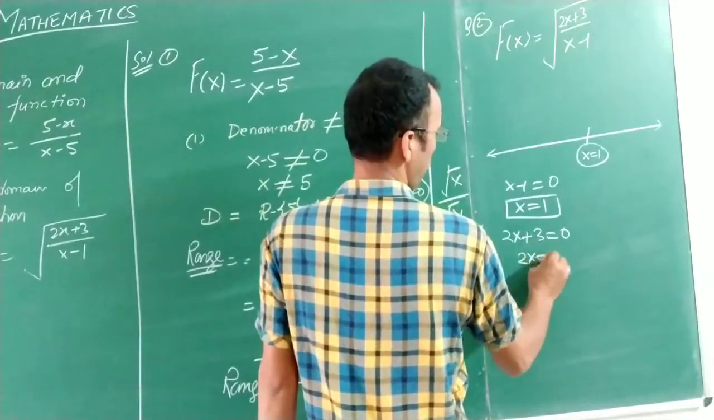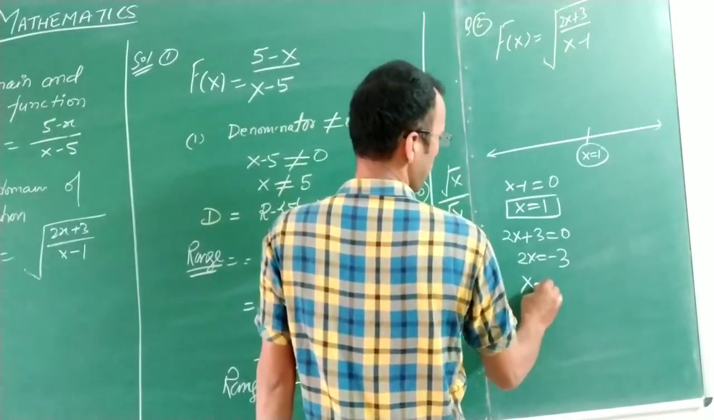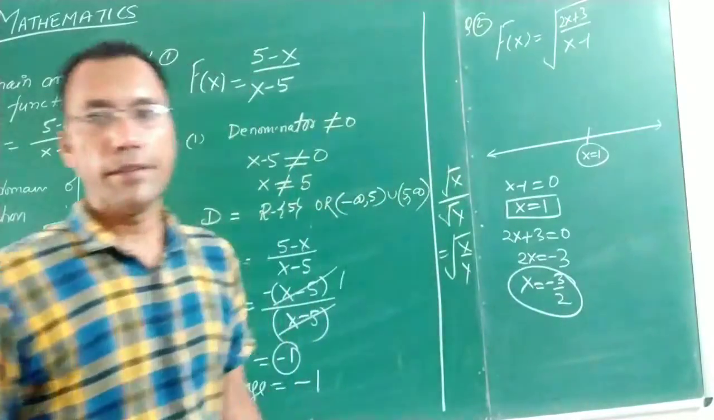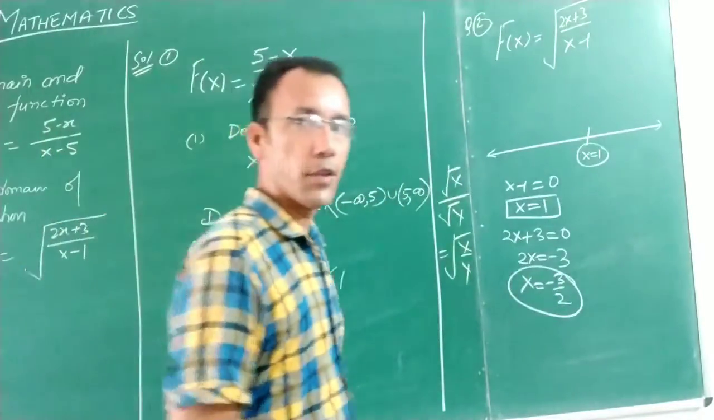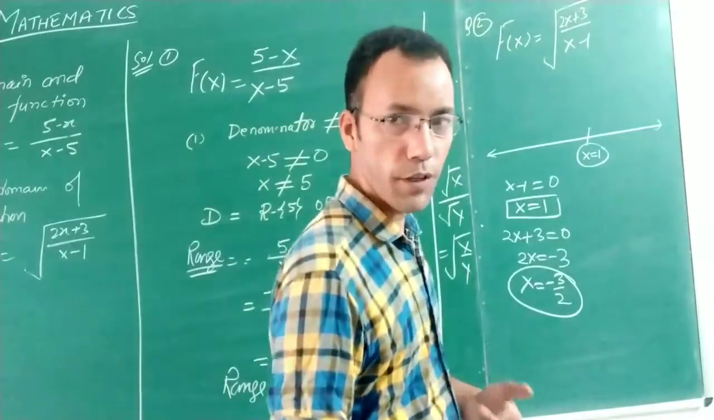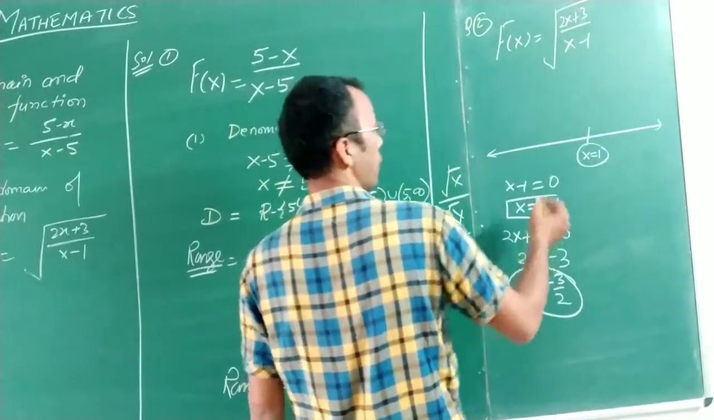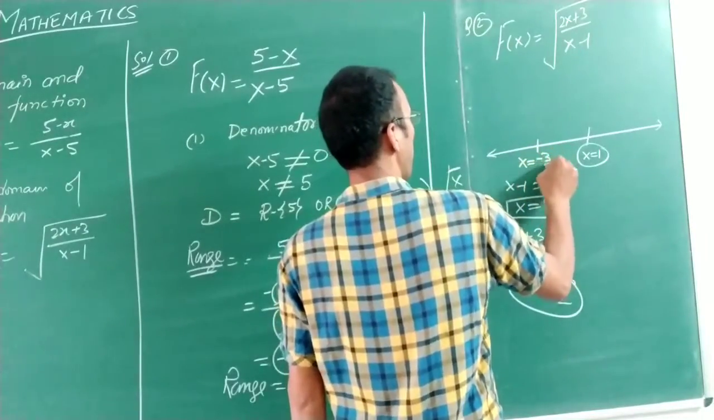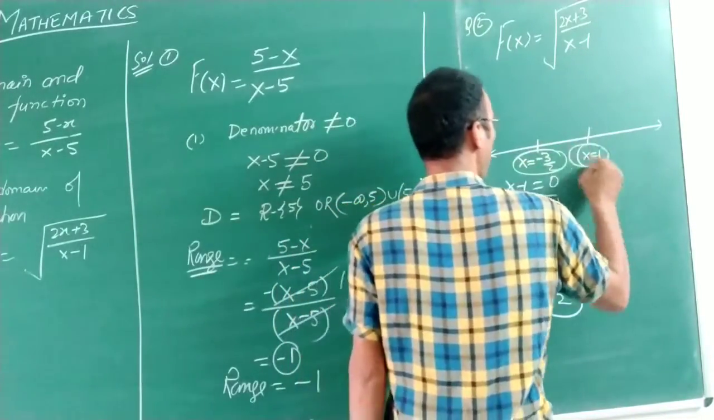Then 2x is equal to minus 3, and then x is equal to minus 3 upon 2. Now, that is the second point where it is 0. That is, the numerator is 0 at x is equal to minus 3 by 2. So here we have 2 points.